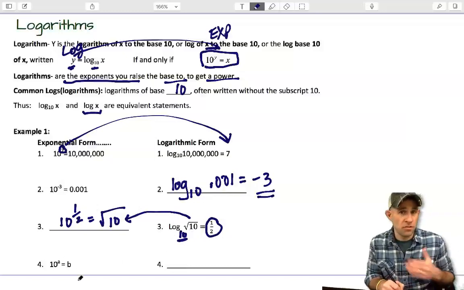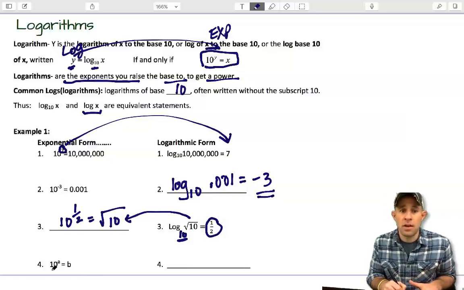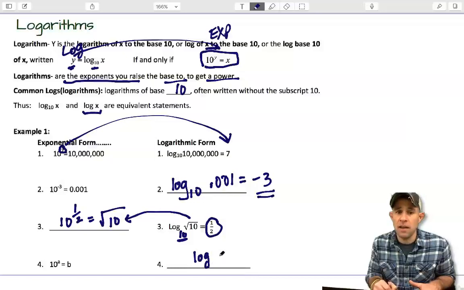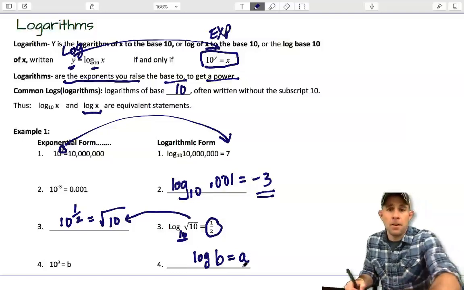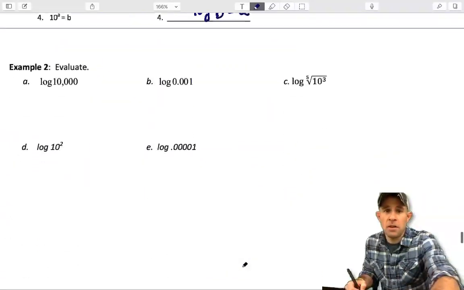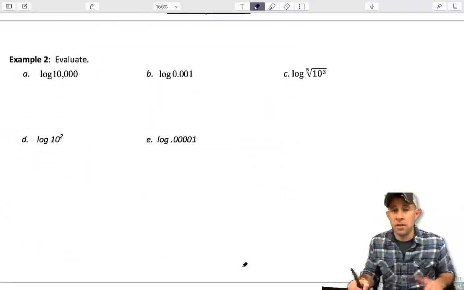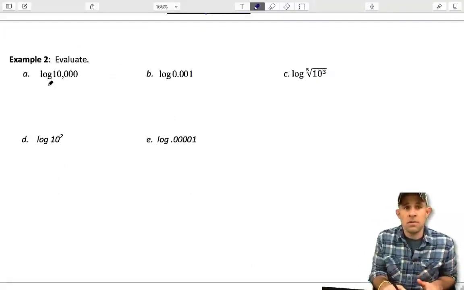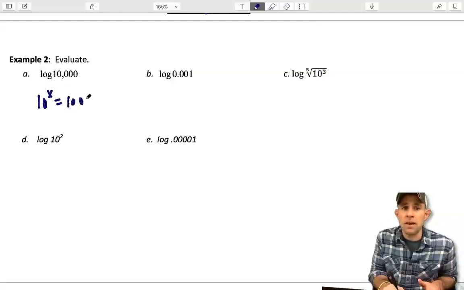All right, the next one is just a generic version here. So I have 10 to the a power is equal to b. In other words, if I take log base 10 of b, it should give me back a. All right, let's do a few more examples here, and now we're going to actually evaluate these logarithms. So we see log base 10 of 10,000. In other words, what power do I raise 10 to in order to get 10,000?